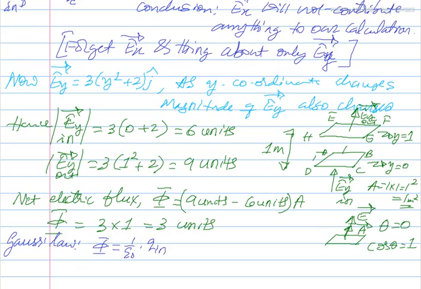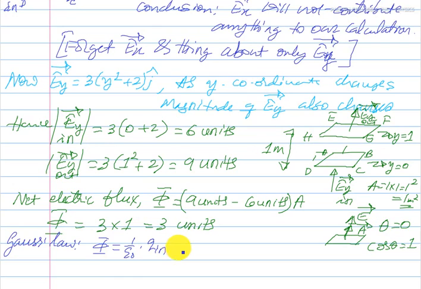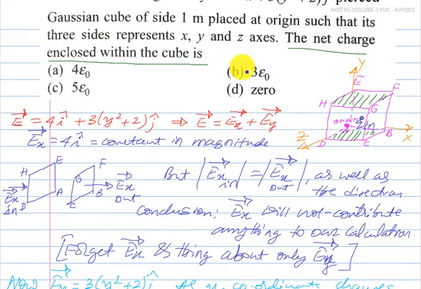What actually is q in? Q in is the charge lying inside the cube. Somewhere inside we have some charge q in, and that is to be found. This phi is 3 units, and on the right-hand side I have 1 by epsilon naught into q in. Simplify this and you will get q in as 3 times epsilon naught. So these many units of charge are inside the cube. This is your answer, so finally we can choose option B as our final answer.